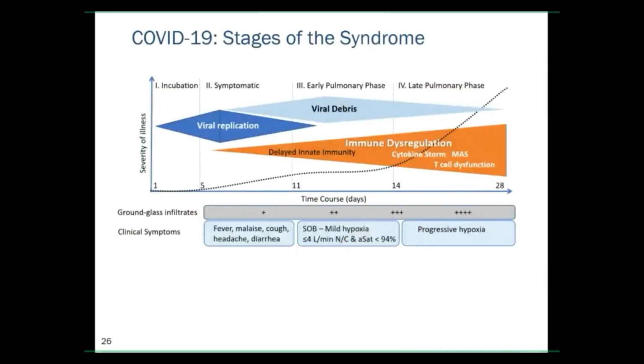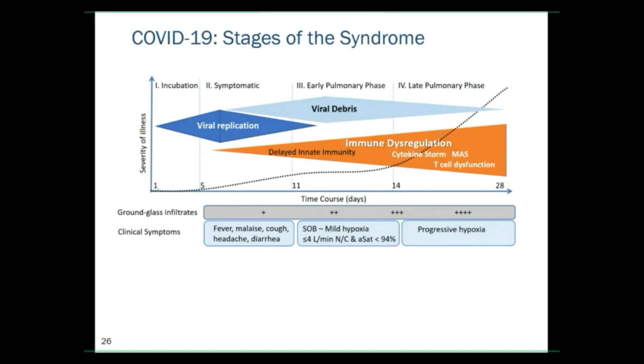So this comes to the concept of the stages of COVID. And this is such a fundamental concept that we need to spend some time reviewing. So first we have the incubation period. The mean duration of the incubation period is 5 days. Now, about 20% of infections are completely asymptomatic.